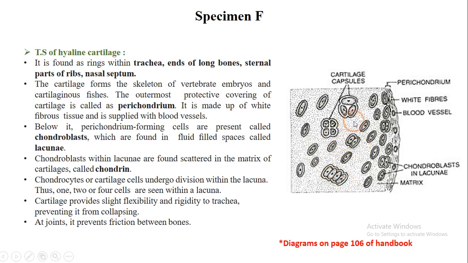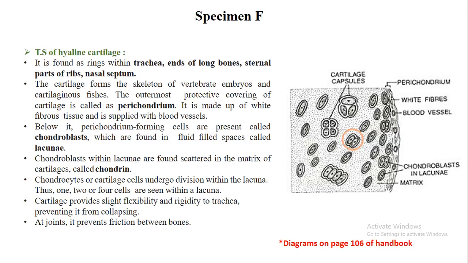Now these chondrocytes, or the chondroblasts, undergo division. As you can see, in each lacuna there are either 3 chondroblasts, or you can see 4, or you can just find singles or doubles. This is because they undergo division. Because of this division, different numbers of chondroblasts or chondrocytes are present in the lacuna. Now, what is the function of this hyaline cartilage?